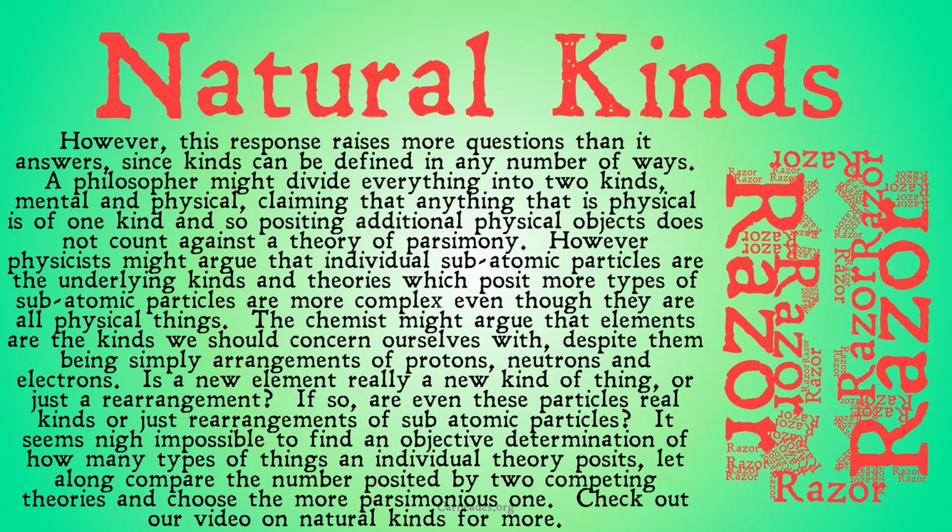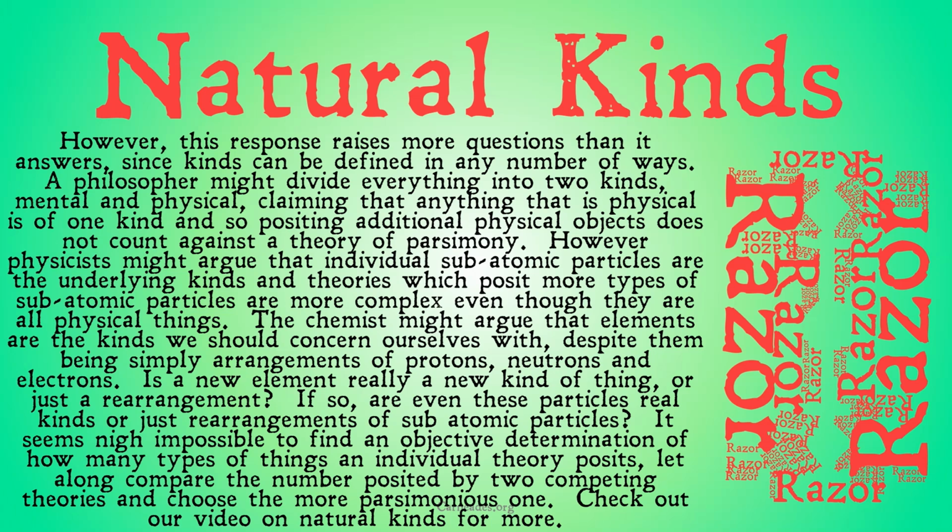A philosopher might divide everything into two kinds, mental and physical, claiming that anything that is physical is of one kind, and so positing additional physical objects doesn't count against a theory of parsimony. However, physicists might argue that individual subatomic particles are the underlying kinds, and theories which posit more types of subatomic particles are more complex, even though they are all physical things. The chemist then might argue that elements are the types of things we could concern ourselves with, despite them being simply arrangements of protons, neutrons, and electrons. Is a new element really a new kind of thing, or just a rearrangement?